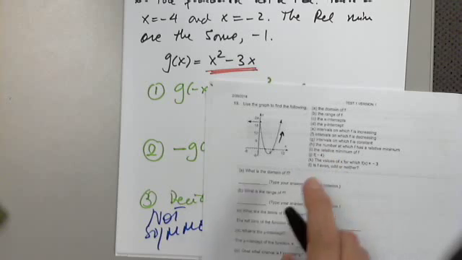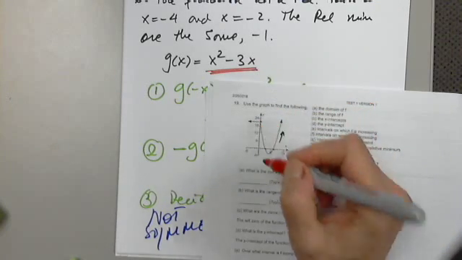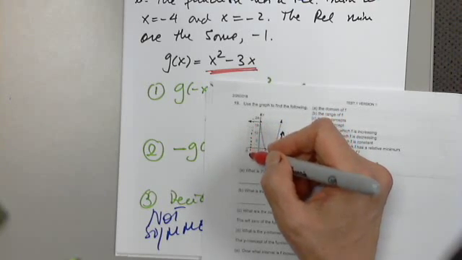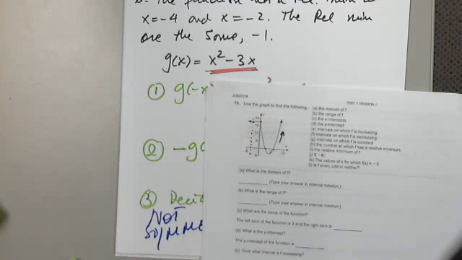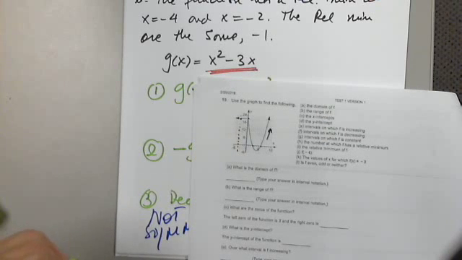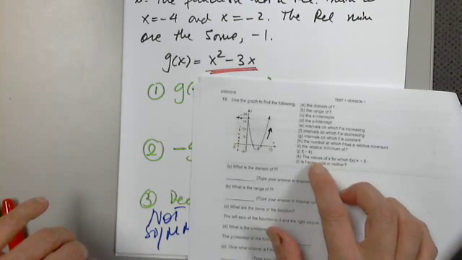For f of -4, I'm given x or y? X. So I'm given x, so I'm just going to draw a vertical line at -4. It crosses the graph in this point, and I'm going to read the y value, which is 21. Is this function odd, even, or none of the above? Of course, it's not symmetric with respect to the y-axis. It's not symmetric with respect to the origin. Not symmetric.